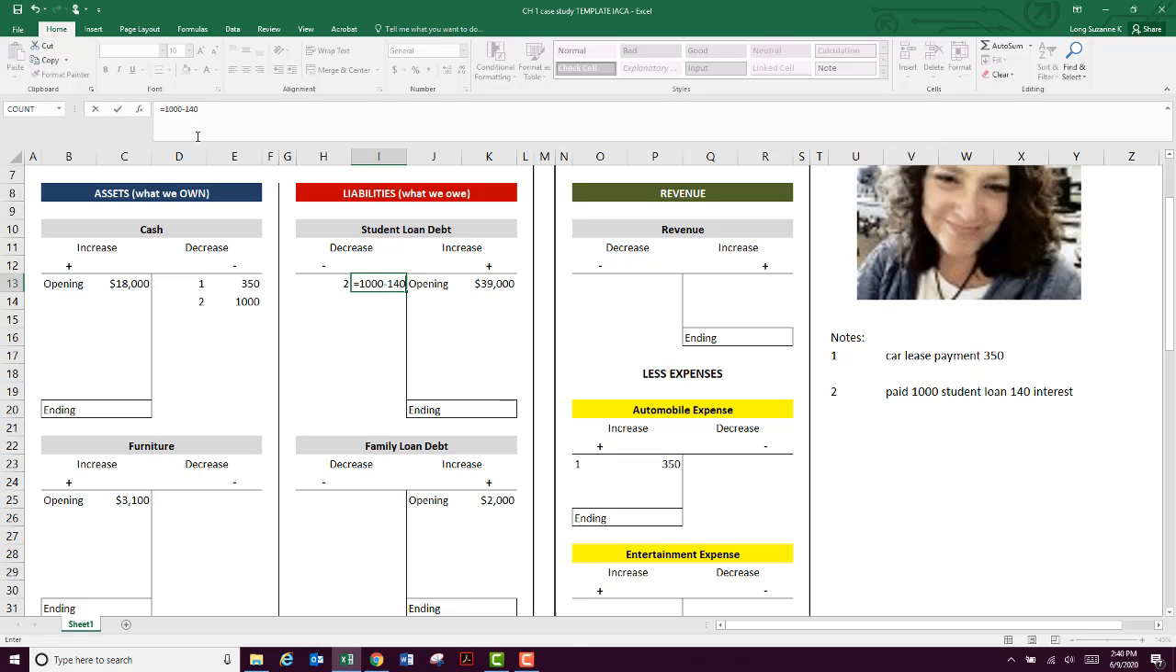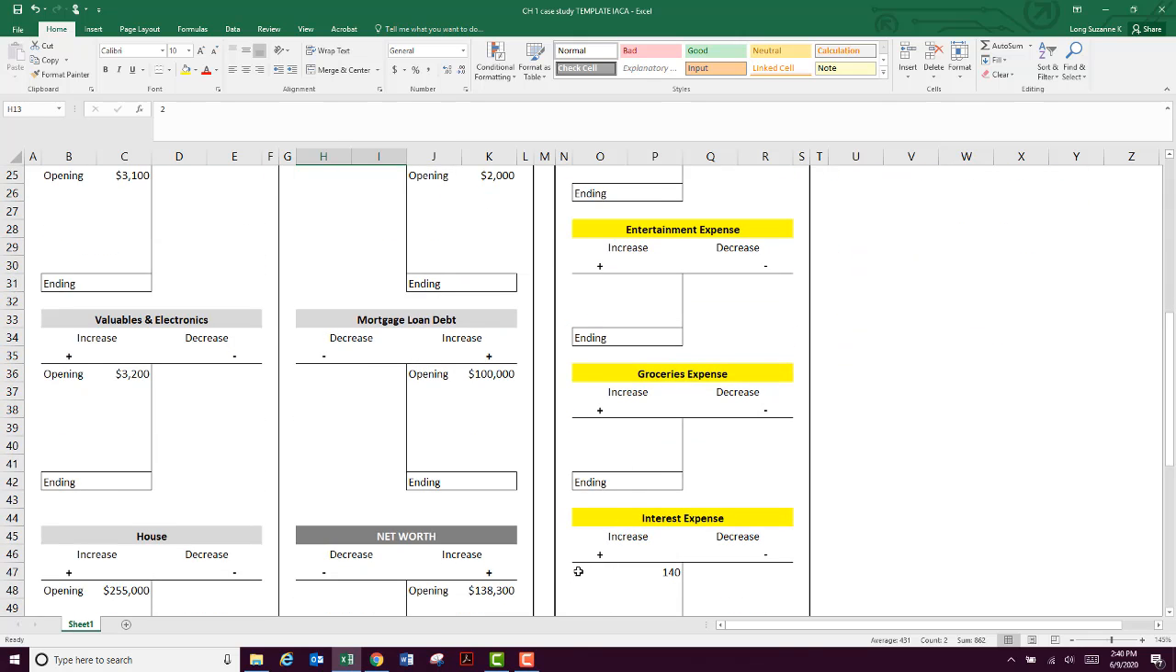So I typed in equals 1,000 minus 140, and I get my 860. So for number 2, I've got my 1,000 on the right, and I've got 2 parts for the left. I've got this 860, and I've got this 140. So I've got 1,000 on the left, I've got 1,000 on the right. I'm good.